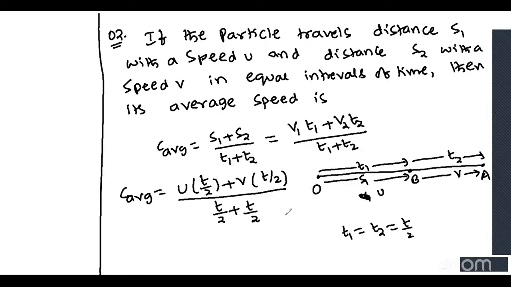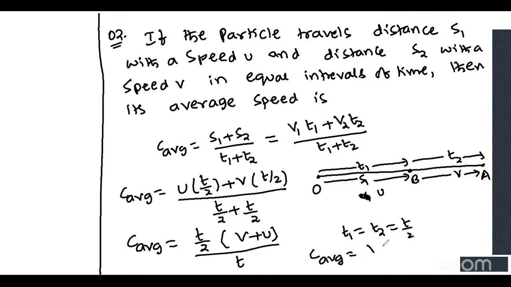So for average speed, take T by 2 common: (V plus U) times T by 2, divided by T by 2 plus T by 2, which is nothing but T. So here average speed means (V plus U) by 2.